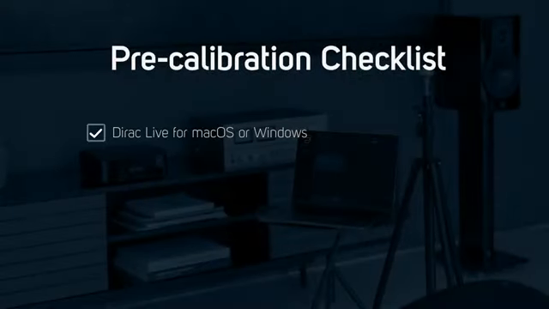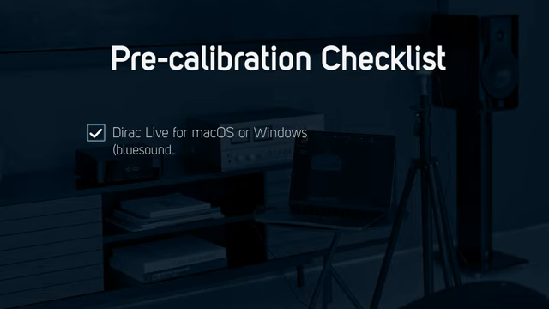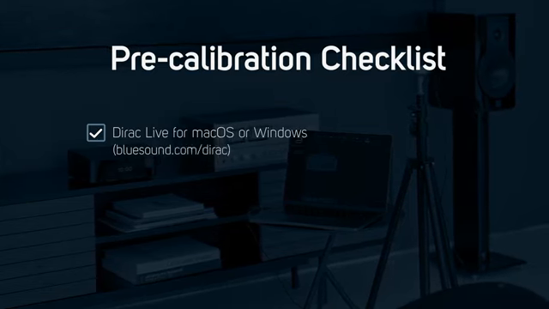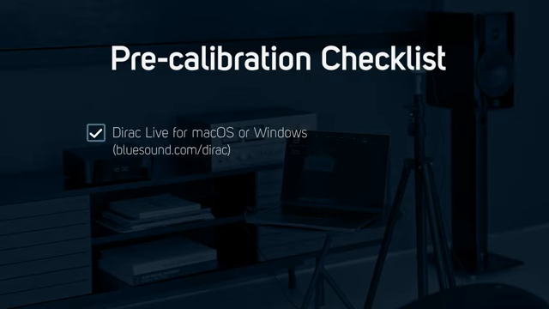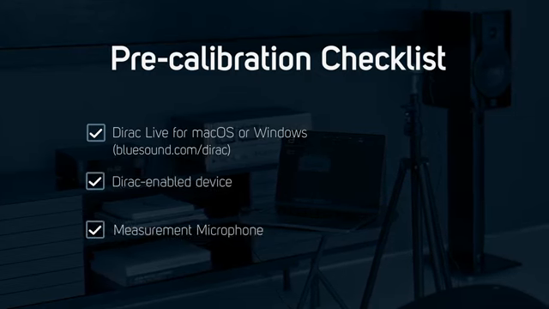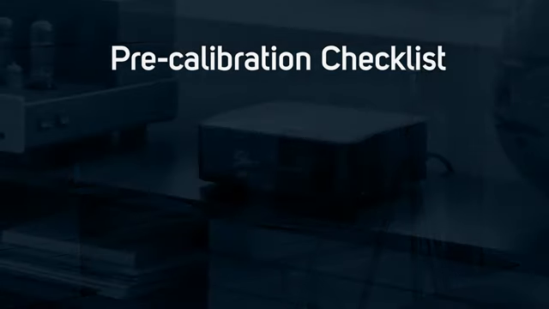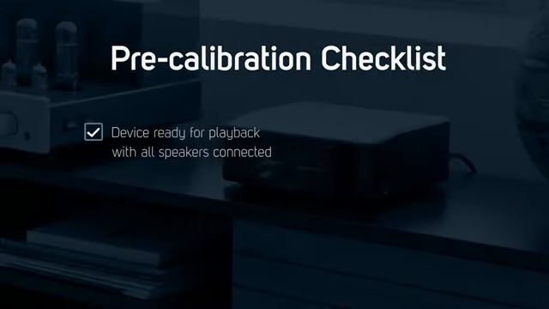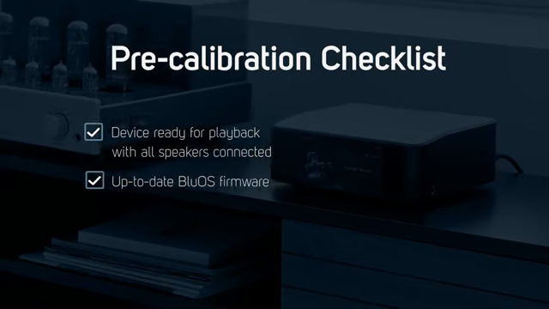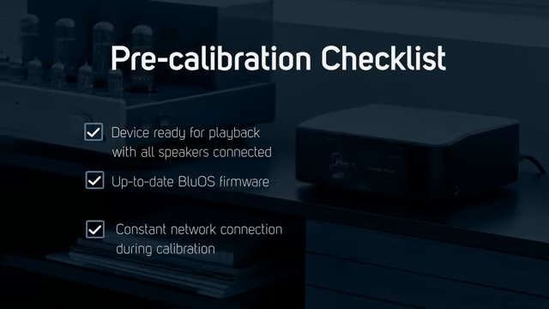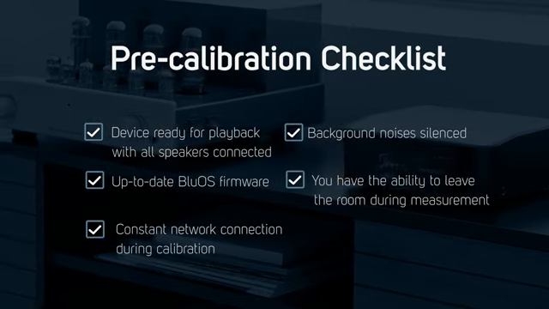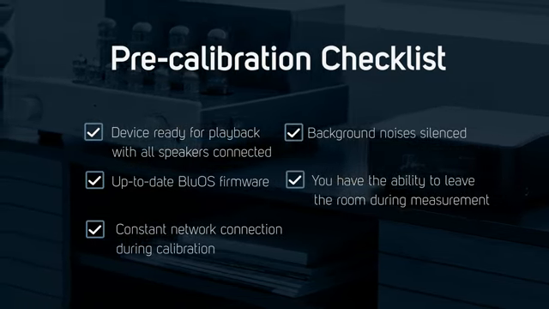Before you get started, please ensure you visit bluesound.com/Dirac to download the Dirac Live app, the Bluesound target curve, and purchase your desired Dirac license. Make sure you have a Dirac-enabled Bluesound player and a certified measurement microphone. For the setup, you need your Bluesound player ready for playback with all speakers connected, up-to-date BluOS firmware, a constant network connection during calibration, background noises silenced, and a clear path to leave the room during measurement.